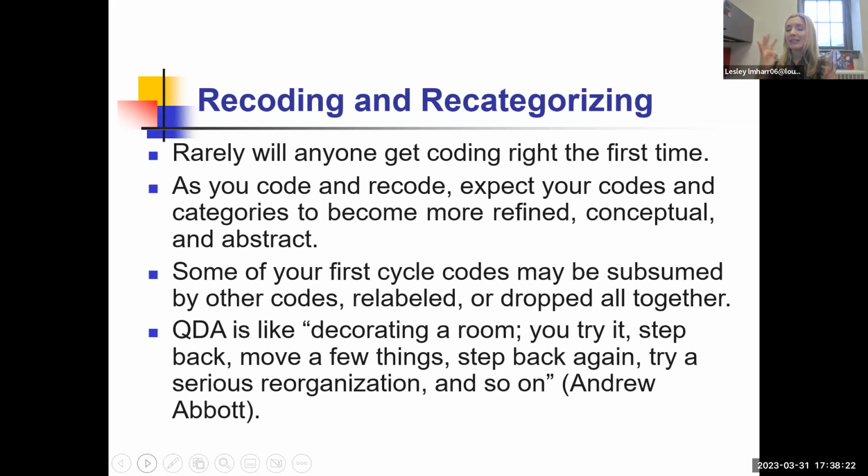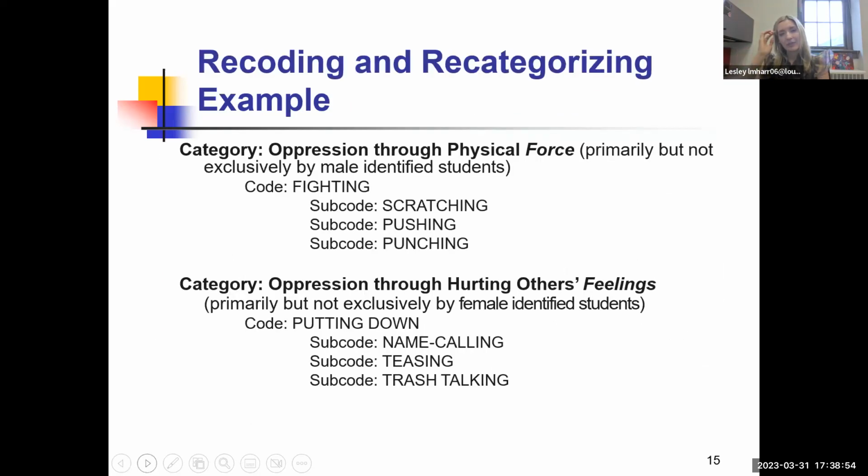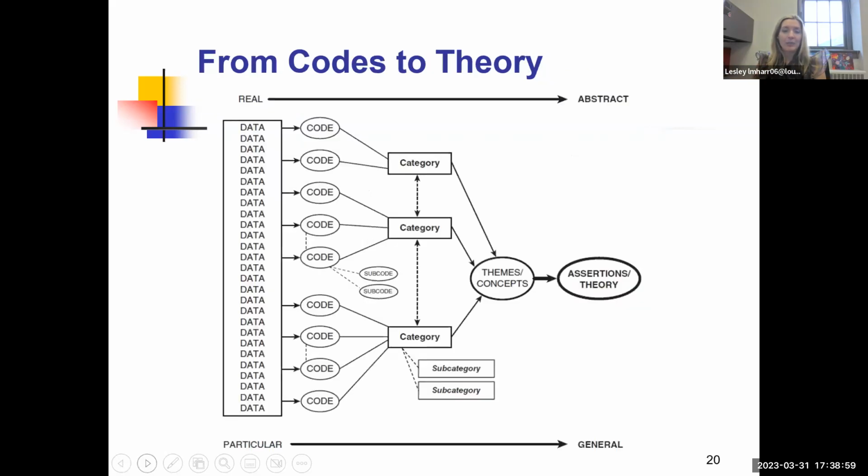Just to push the pause button for a minute, coding and recategorizing is a process. Very rarely do people get it right the first time. In fact, Johnny Saldana and Andrew Abbott like to say that qualitative data analysis is like decorating a room. You try it, you step back, you move a few things around, you step back again, and then you try a serious reorganization, and so on and so forth. So it's something you really need to lay out. Recoding and recategorizing examples are in his book, From Codes to Theory.